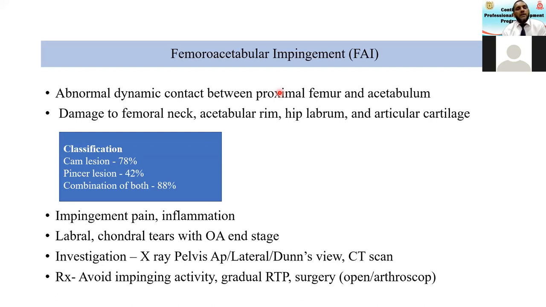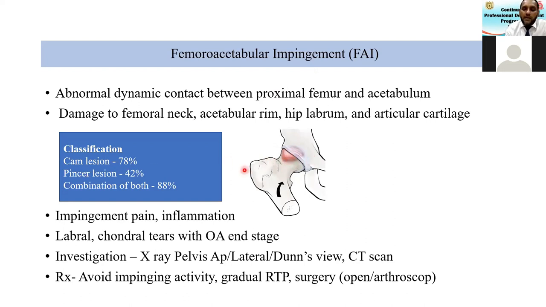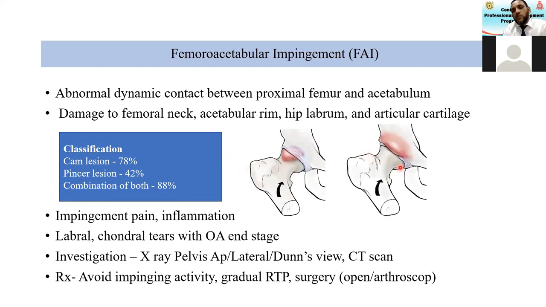So the classification is divided into cam lesion, pincer lesion, and combined lesion. If you look at the cam lesion, you can see the femoral head has lost its sphericity, and then the neck impinges on the acetabulum. Pincer lesions are overcoverage. This is a pincer lesion, which is an overcoverage of the acetabulum, which can compromise the femur and lead to femoroacetabular impingement. A combination of both can also happen. So usually there is an impingement type of pain and inflammation.